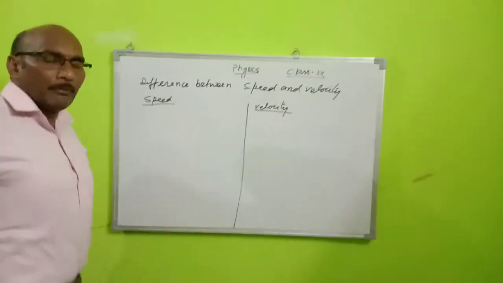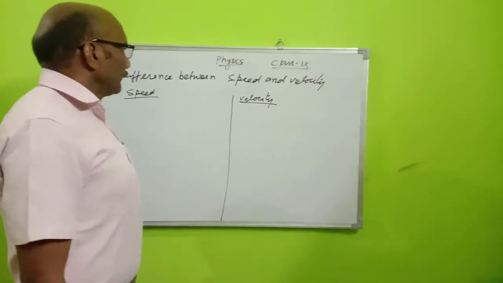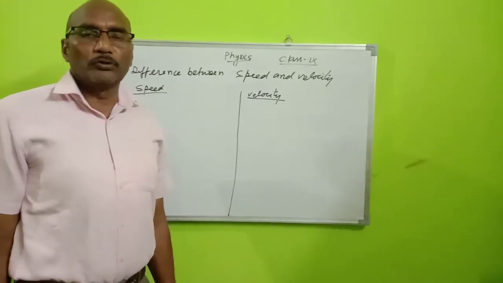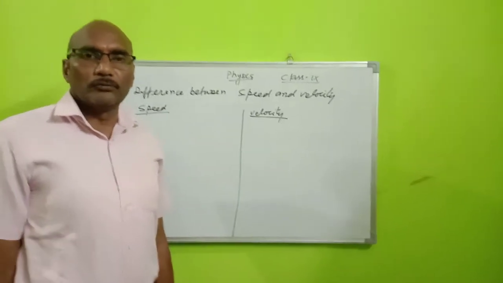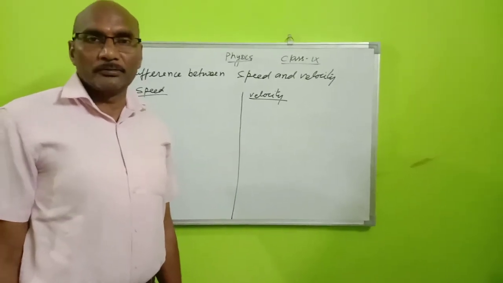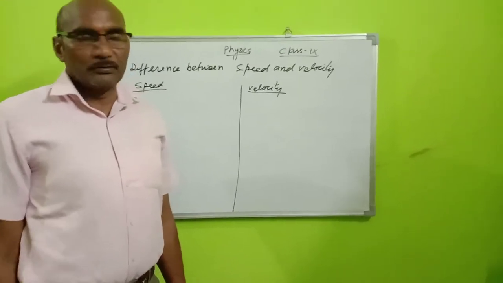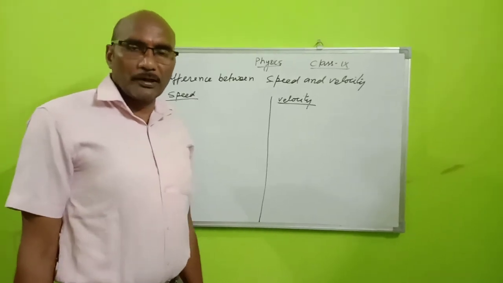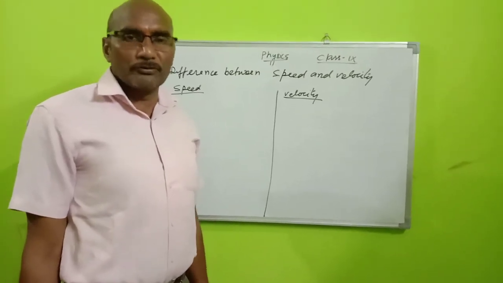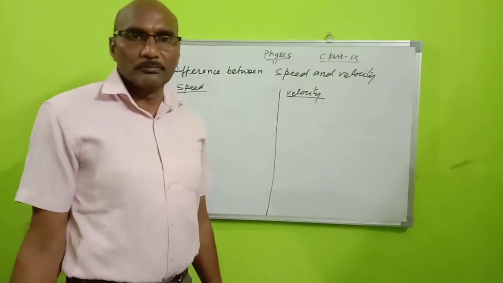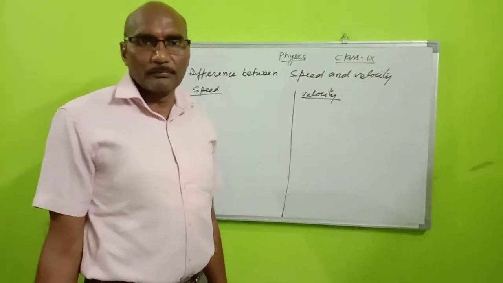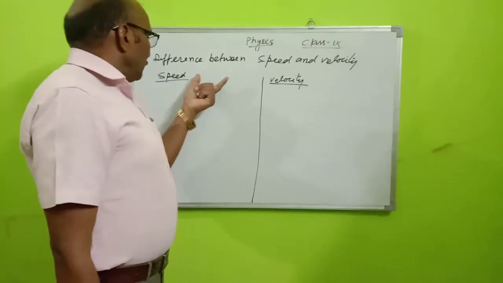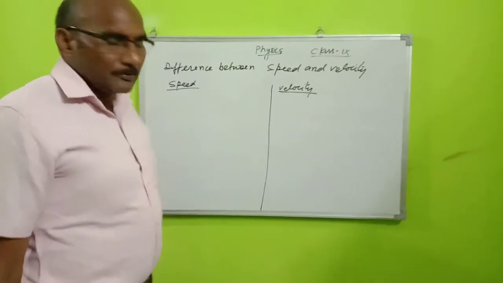Okay. Now we have to discuss the difference between speed and velocity. Sometimes this question is asked for 2 or 3 marks. For 2 marks you have to write at least 2 differences between speed and velocity. For 3 marks you write at least 3 differences, or as per the instructions given in the question. So speed and velocity, how to differentiate these?